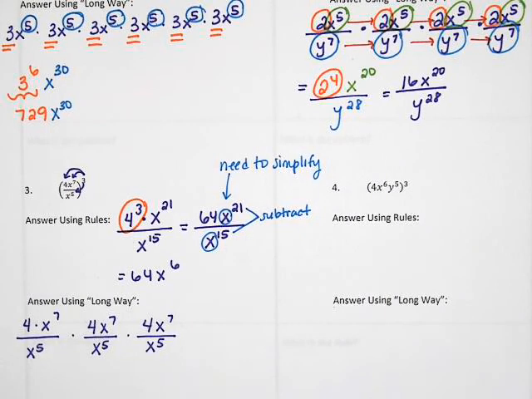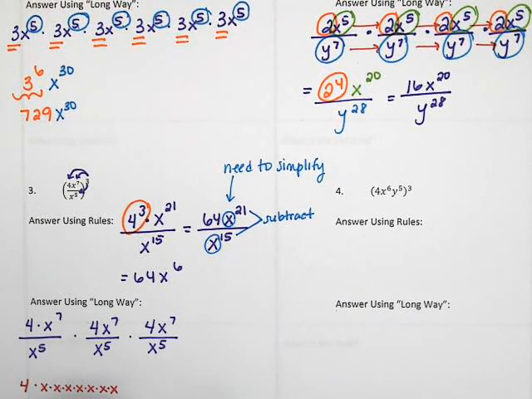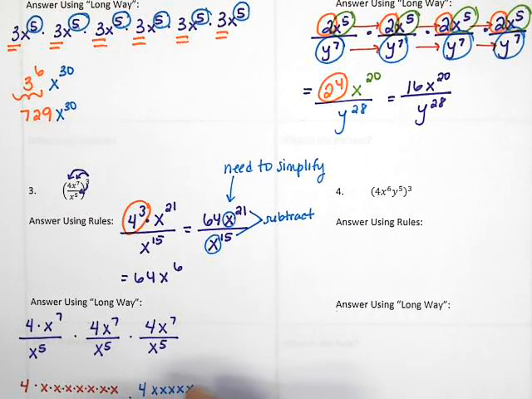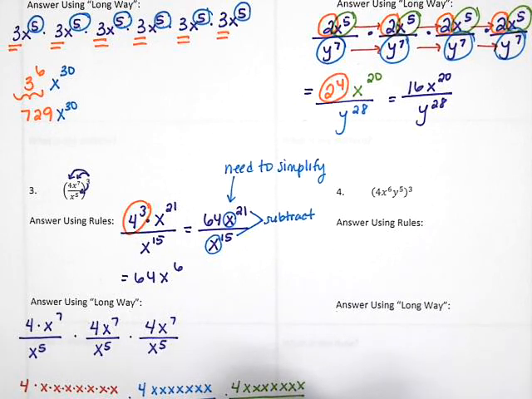Now if I keep expanding this, because I want to show you why we still have to simplify, I end up with 4 times x, 1, 2, 3, 4, 5, 6, 7, and 5 of them on the bottom. And then I end up with 4, and then 1, 2, 3, 4, 5, 6, 7, and 5 of them on the bottom. And then I have 4, and then I have 1, 2, 3, 4, 5, 6, 7. And then on the bottom I have 1, 2, 3, 4, 5.